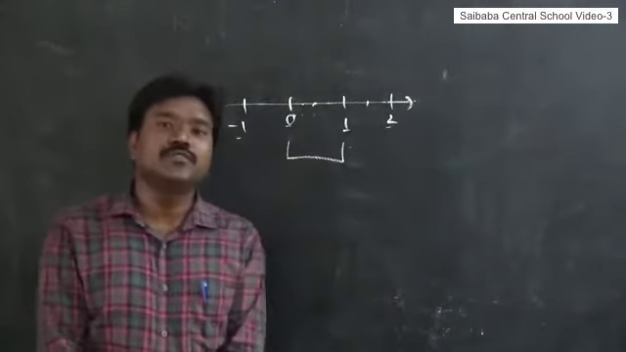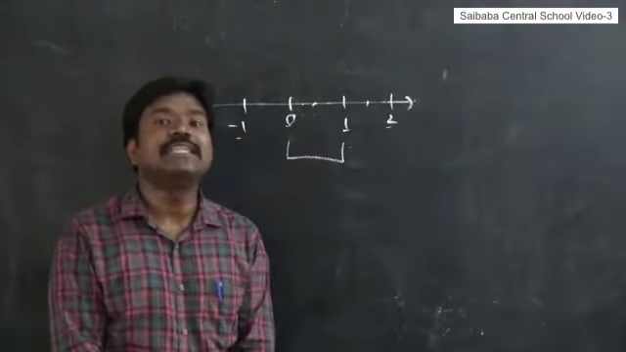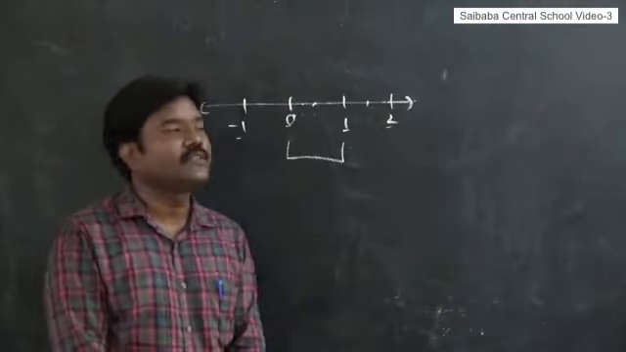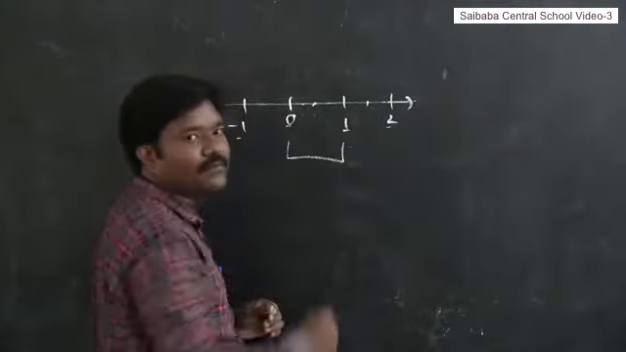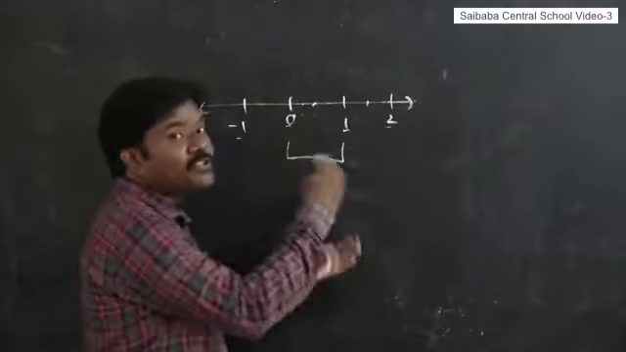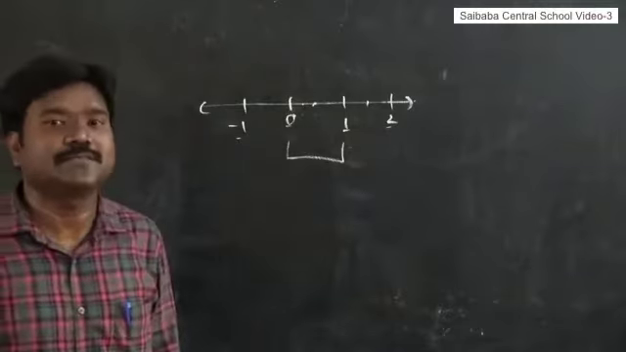Between 0 and 2, what is the integer? How many integers are possible between 0 and 2? Only one. How many whole numbers? Only one. But I am changing my question. Between 0 and 1, how many rational numbers?